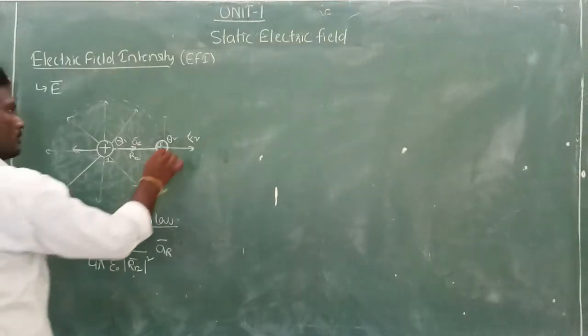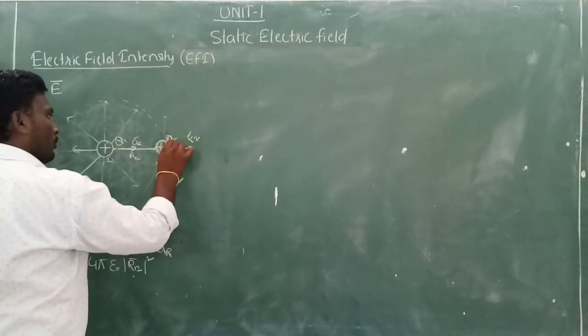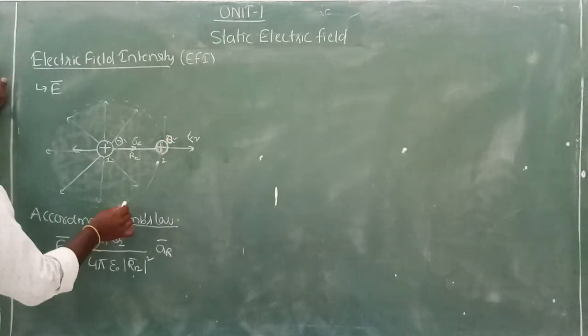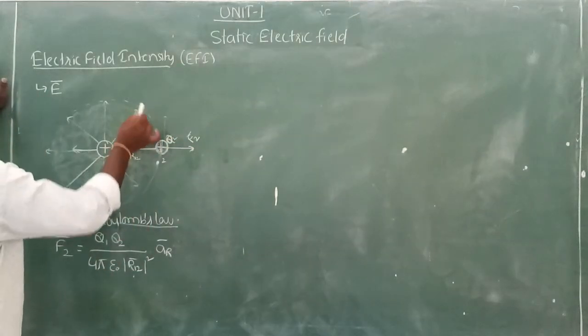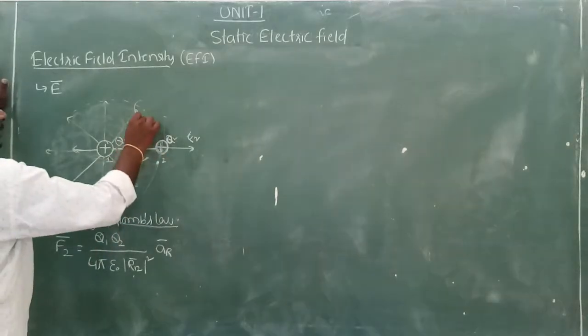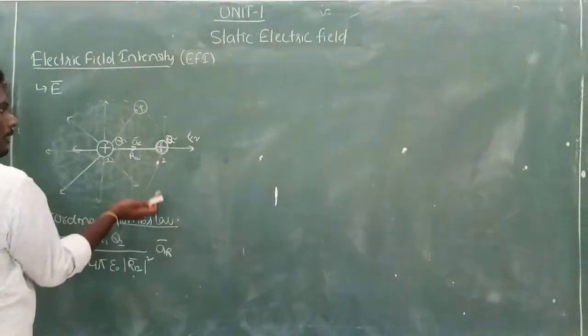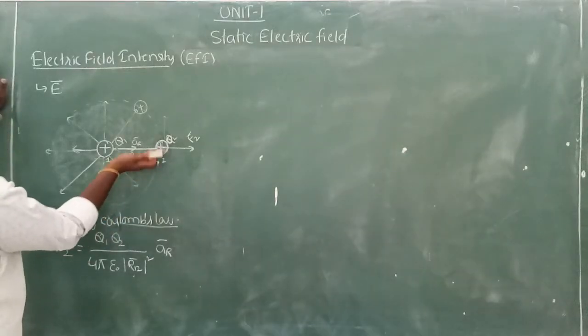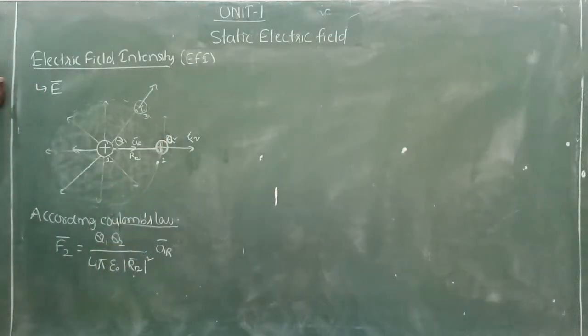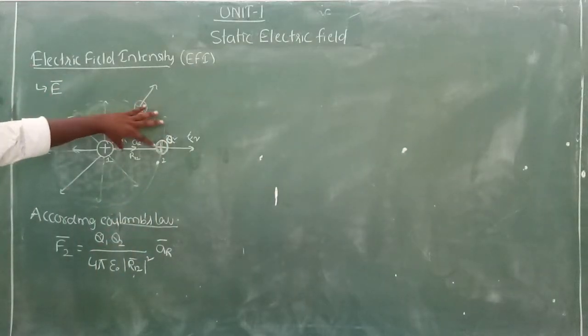Now suppose you move this charge Q2 from one location to another location, changing the position of Q2 from 2 to 3. See here, if I move my Q2 from position 2 to position 3 without disturbing my distance.